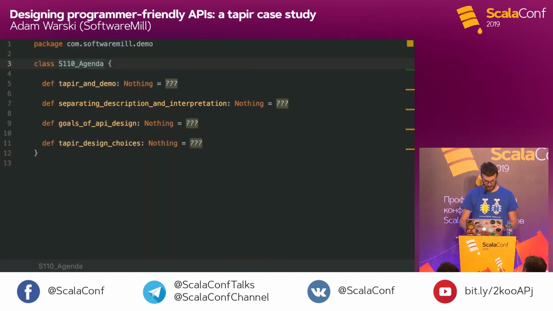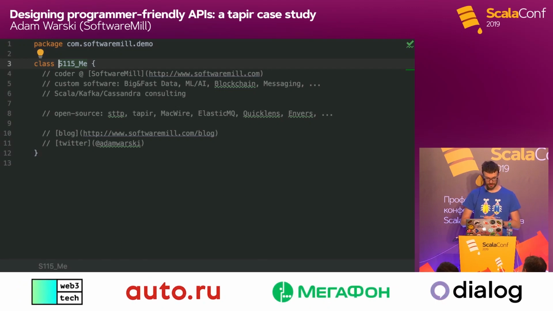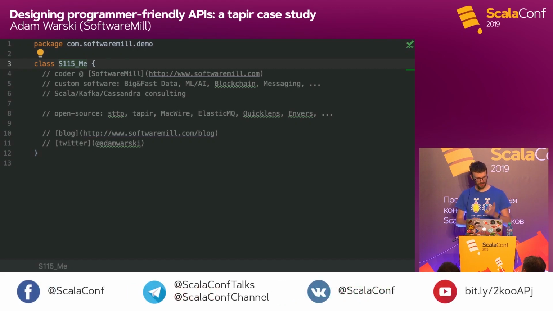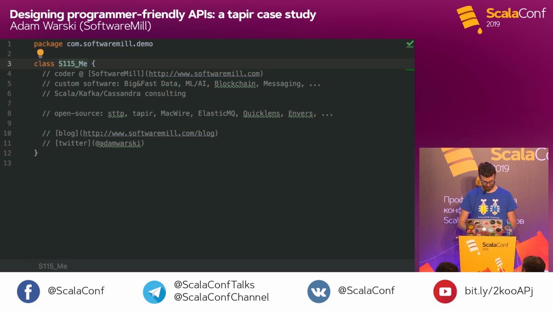Before we dive in, just a short comment on who I actually am. So as I said, I'm a software engineer and the co-founder of SoftwareMill. We are a company doing custom software for a very diverse set of clients, mainly doing backends in Scala, but not only. Big data, fast data, blockchain, messaging, you know, all the fancy stuff. Yeah, and of course using fancy technologies such as Scala, Kafka, and Cassandra, though these are getting pretty old, we'll have to find some new ones, I guess. And I'm doing some open source projects like STTP client, Tapir, Macwire, Quicklens. I did Envers, which is a Hibernate module, in my previous life.